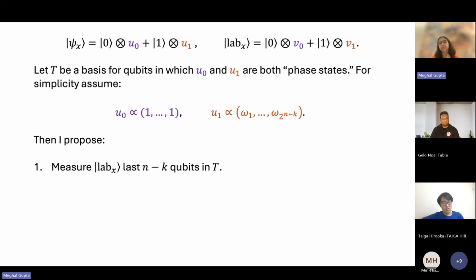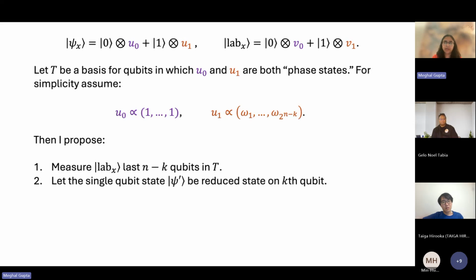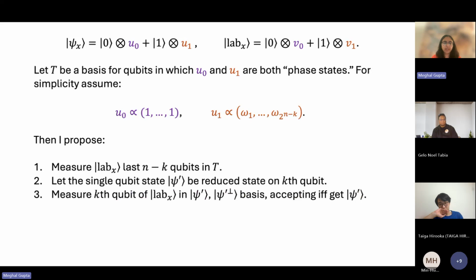So the algorithm that we're going to do for the subtest is measure lab X, and measure the last n minus k qubits of lab X in the basis T. Then this part requires no quantum measurements, but we're going to let the single qubit state psi prime be the reduced state of the kth qubit, the remaining qubit, if we actually truly had psi and not lab. And then we want to measure the kth qubit of lab X, and we basically want to check at that point if the kth qubit of what remains of lab X is equal to psi prime, and the way we check that is to measure in the psi prime, psi prime perp basis, and accept if and only if you actually get psi prime.